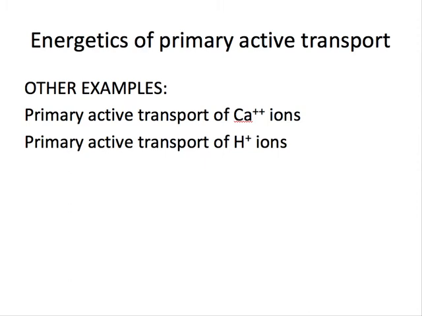The other example is the primary active transport of hydrogen ions. At two places in the human body, this is important. Number one, in the gastric glands of the stomach, and secondly, in the kidneys, especially in the late distal tubules and cortical collecting ducts.